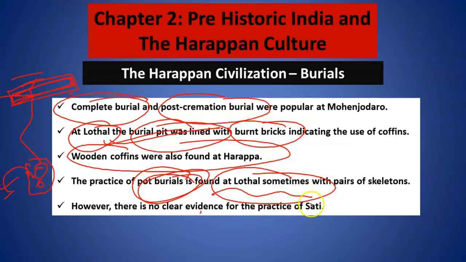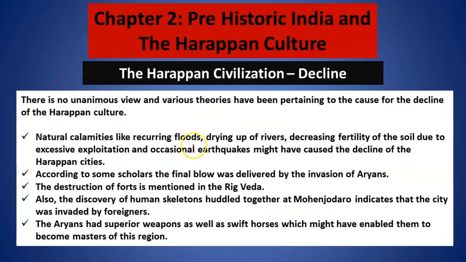All right. But whether the Sati Pratha was practiced or not, we don't know. There is no such clear evidence of that. All right. Now, what led to the decline of this great civilization? Because I will tell you, after this civilization, in the next chapter, when we talk about the Aryans or the Vedic era, you will see that again they went back to old times. They were not so modern like the Harappan people.